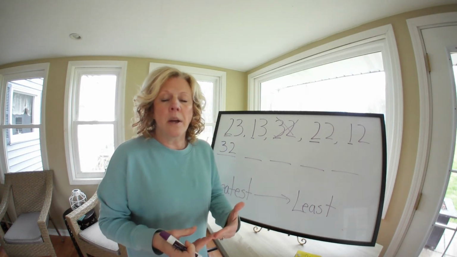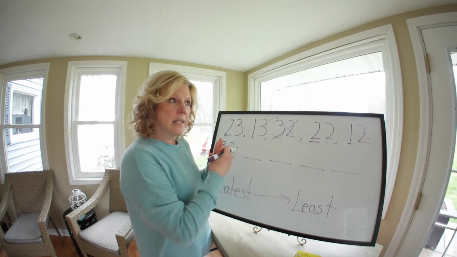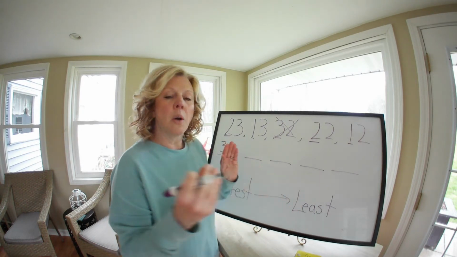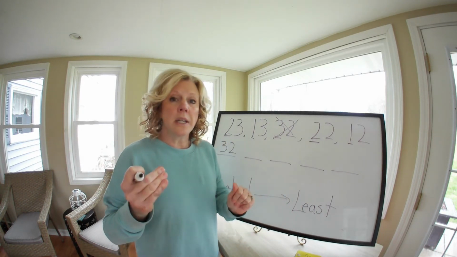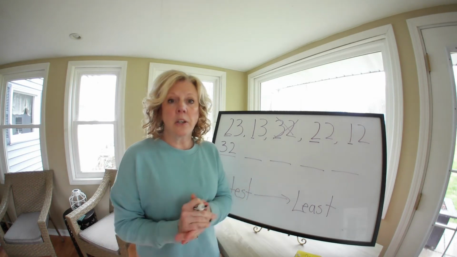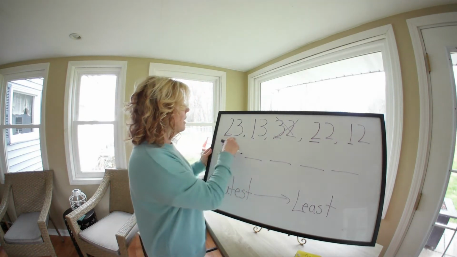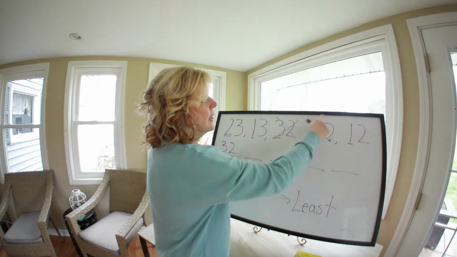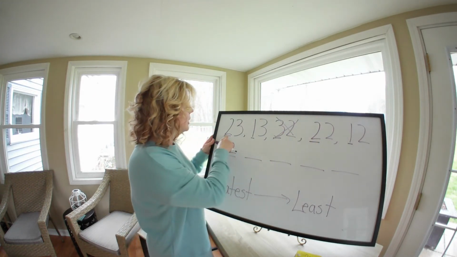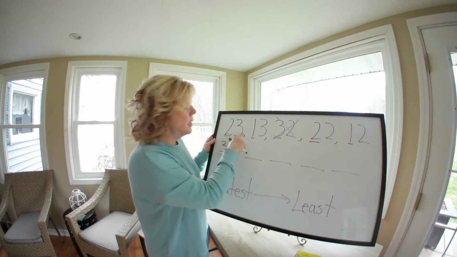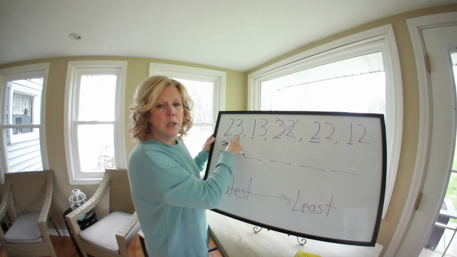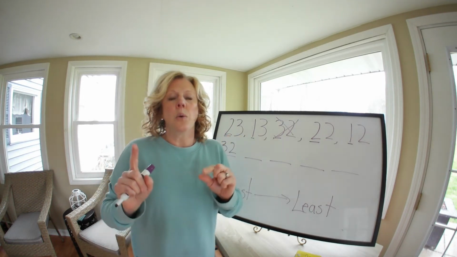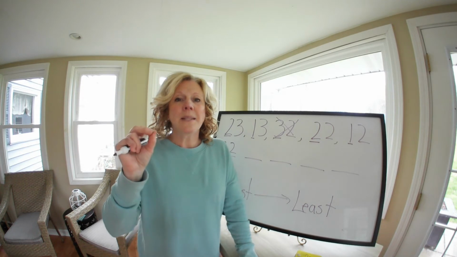Now, what number am I going to next? Remember, greatest to least. Right, so if 2 is in a 10 spot, then that would be the good choice. But here's the tricky part. I've got 23 and I've got 22. So once you go to your 10 spot and they're the same number, you have to look at that 1 spot.